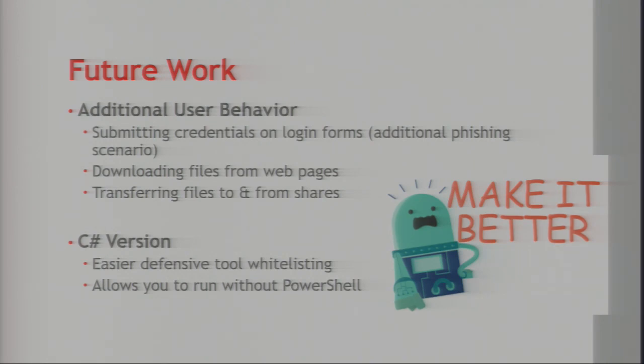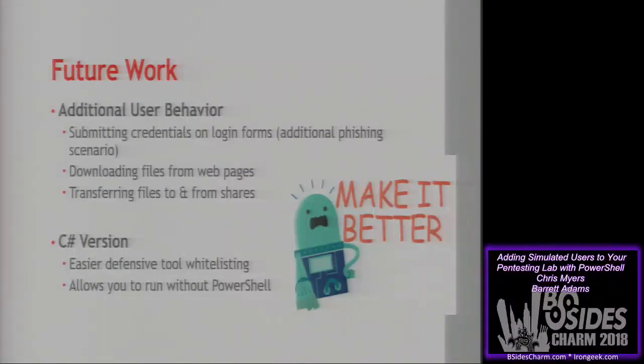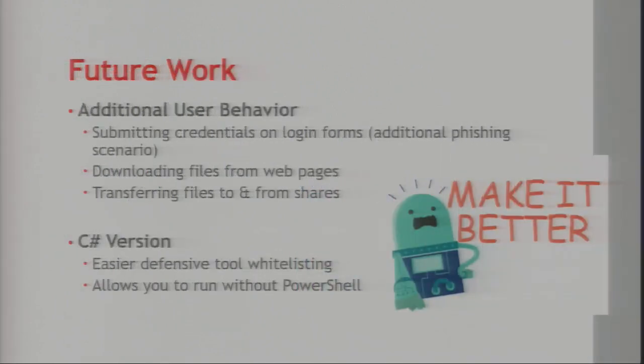We also want to do actual file reads and writes to the network shares. So not just trying to map illegitimate shares that don't exist, but also going to real shares and doing file reads and writes just to create some more legitimate looking network traffic. We also are considering a C# version. So if you're doing anything crazy with whitelisting, or you don't have PowerShell in your lab on certain systems, you can just drop an executable to disk and run it, and it should be fine.